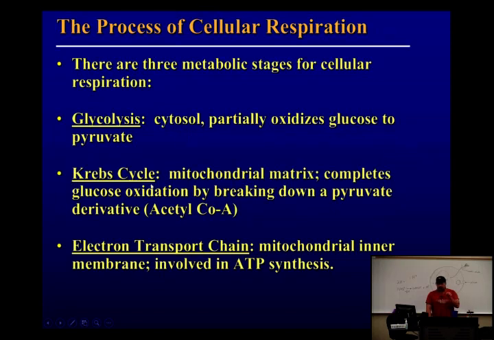The second step is the Krebs cycle, which occurs in the mitochondria. And I showed you guys that in lab when we did the cell fractionation lab. And then the last one is the electron transport chain. And that's in the inner membrane of the mitochondria. So we're going to go over each of these in detail. Any questions so far?